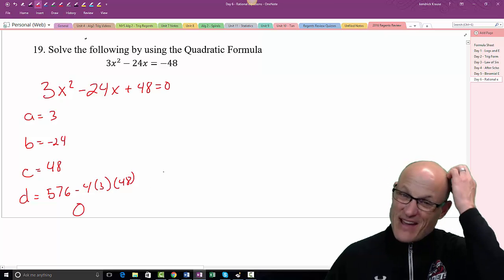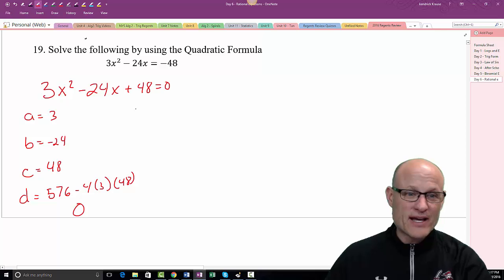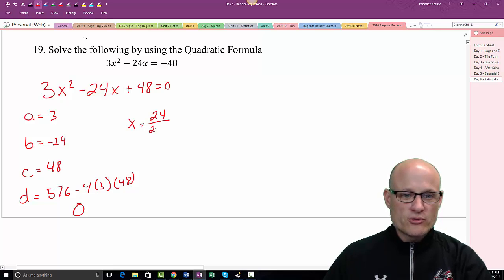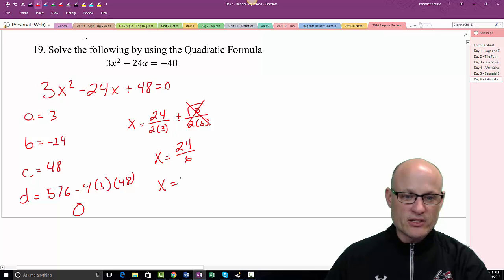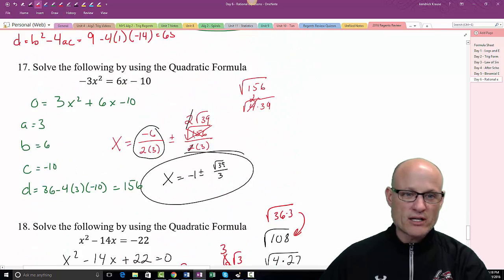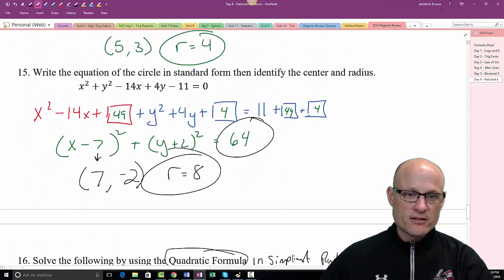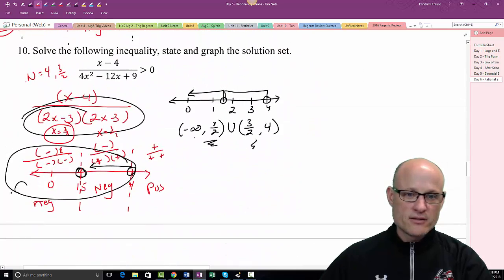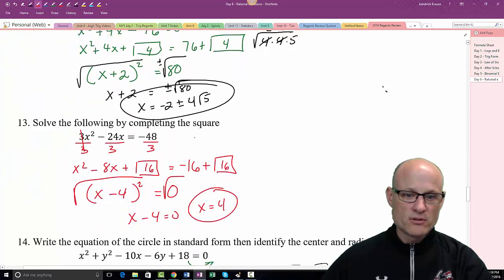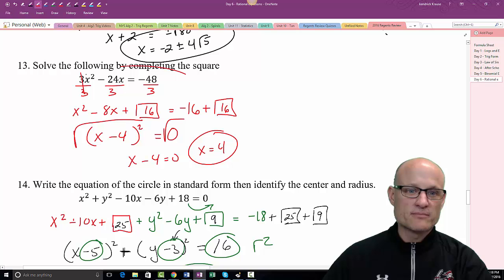That means this thing factors. Because that's a 0, that thing factors. So what I end up with is x equals negative b, which is 24, over 2 times 3 plus or minus the square root of 0 all over 2 times 3. Well, this is just 0. So x equals 24 over 6, which is x equals 4. And if I remember correctly, isn't that... I know I had it somewhere. Right there. Ah, it's that problem right there.